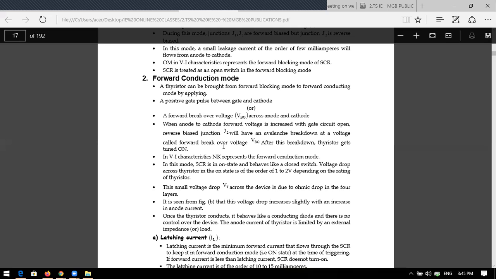Okay, is it clear? In thyristor family devices, you should not increase the anode to cathode voltage greater than the forward breakover voltage. If you keep increasing it more and more, it will destroy the device.